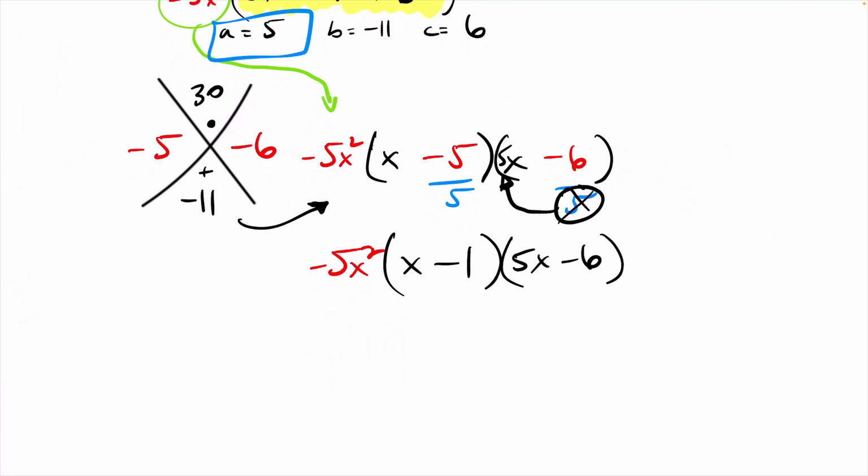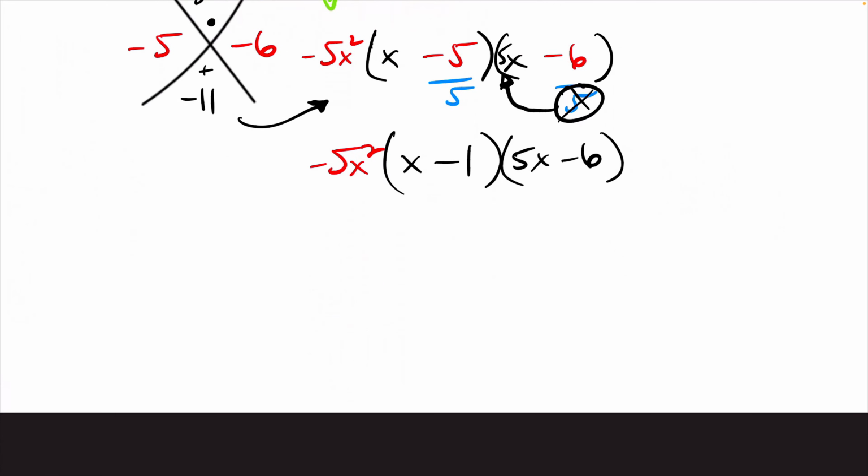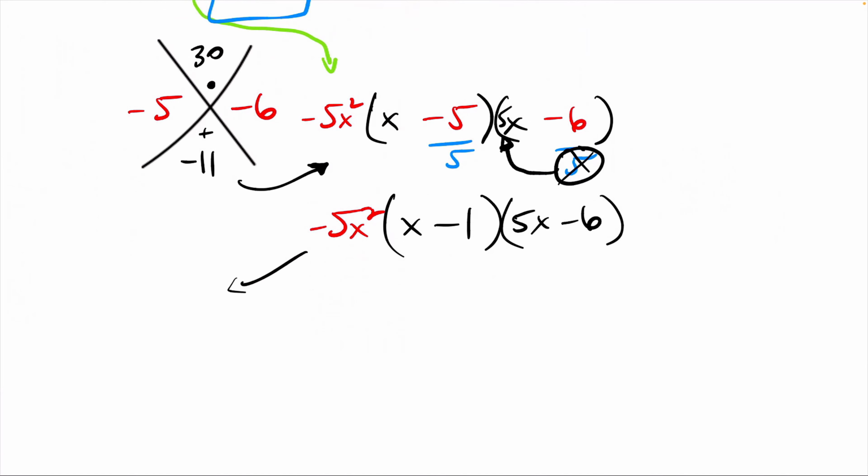Step 3 done. Step 4, difference of squares. In parentheses, are any of these guys difference of squares? No, they don't have a big enough power. They need even powers. This guy's got a power of 1, this guy's got a power of 1. So they don't have enough powers. Okay, last step, set them all equal to 0. And get your answers.